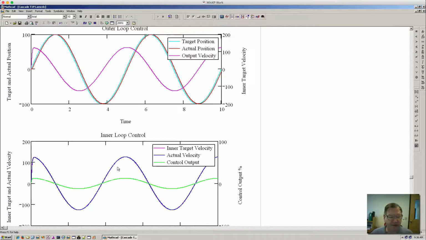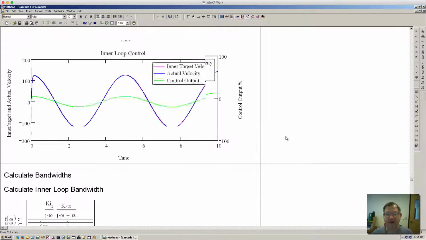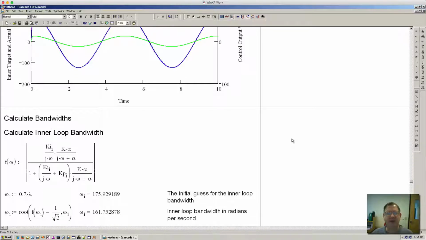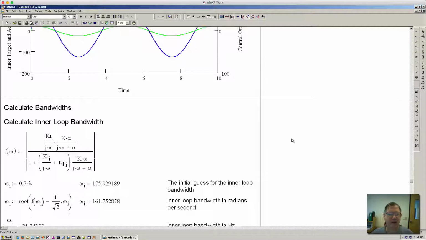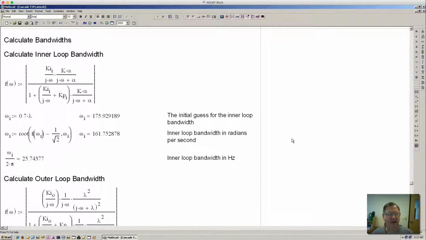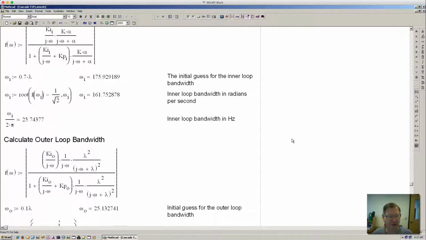So you can see that the inner loop target velocity and the actual velocity are right on top of each other, which means the tuning is very, very good. So now let's calculate bandwidths. Again, I'm kind of skeptical about a lot of the things I see on the internet. There's an awful lot of people that say, well, the outer loop's got to be 10 to 15 times faster than the inner loop, and it's not necessarily so, and I'm going to show how you can compute this.